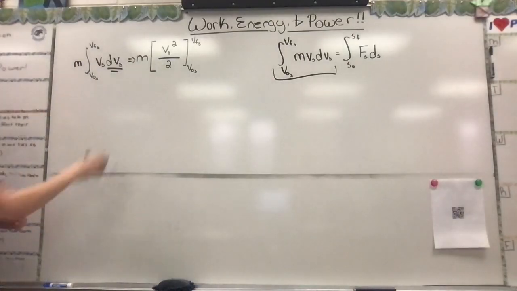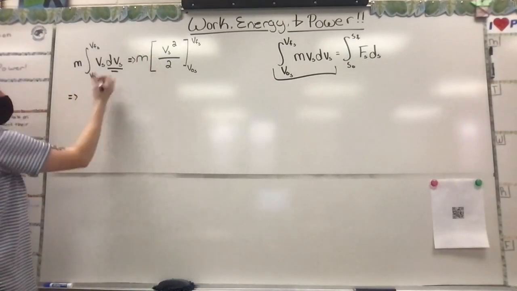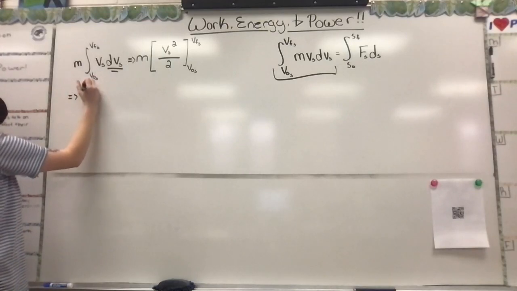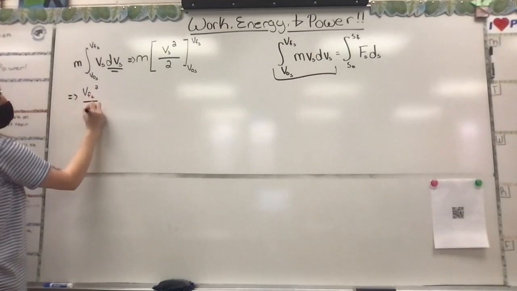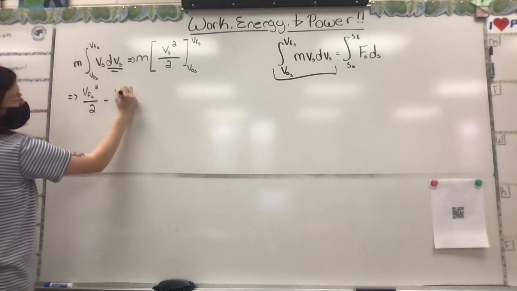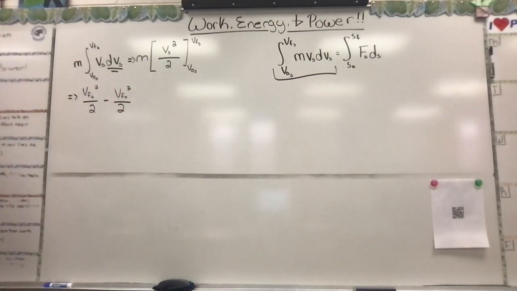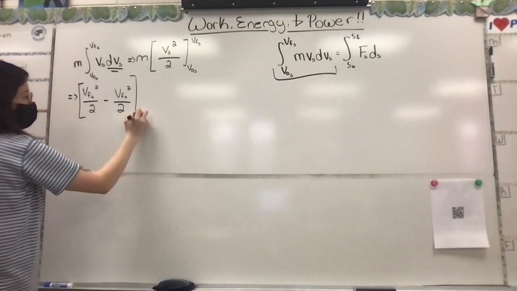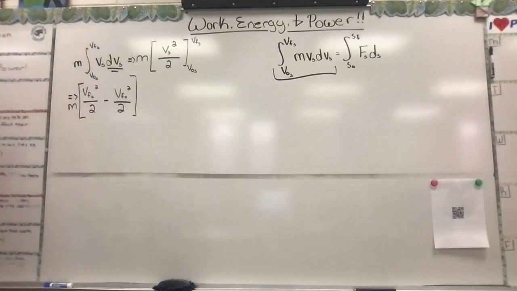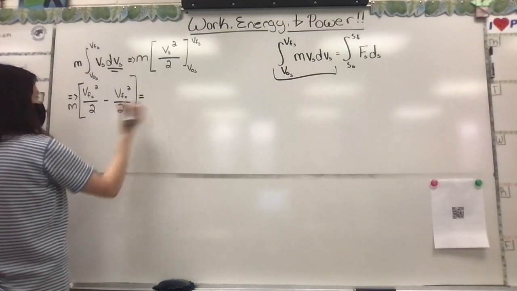Okay, so now we need to keep moving. That means we're going to have Vf squared over 2 minus V naught squared over 2. And don't forget that we've got the m over here on the outside to still get distributed. So then we can distribute the m.